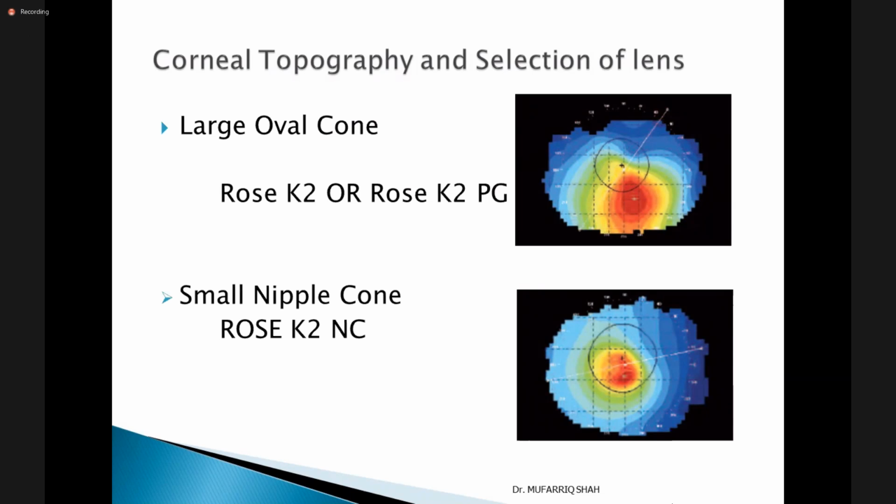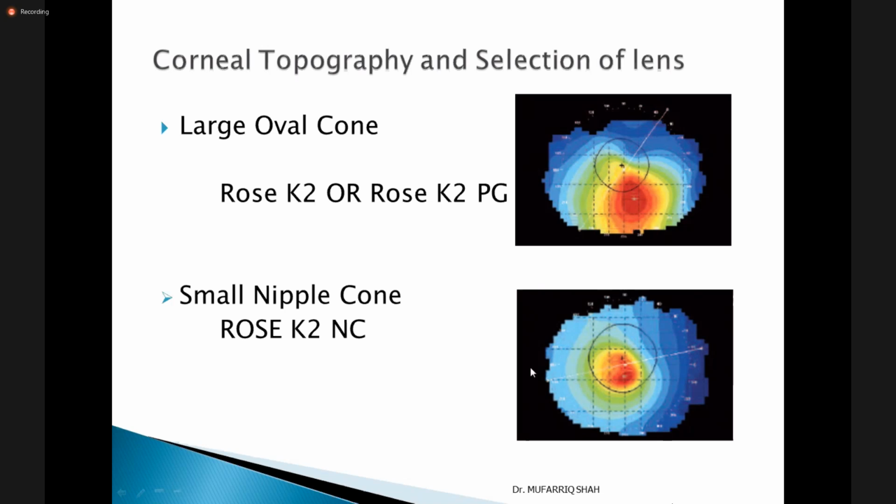If you see the center, the cone is down and the center is the corneal apex. If you see here, the apex is a bit flatter. So maybe you have one option for the Rose K2 or Rose K PG lens, and we can even go for the Rose K semi-scleral lenses. I did not put semi-scleral lenses here because, as I already mentioned, we will have a separate lecture on the Rose K2 semi-scleral lenses or excess lenses. Otherwise, you can proceed with that if these two fail.